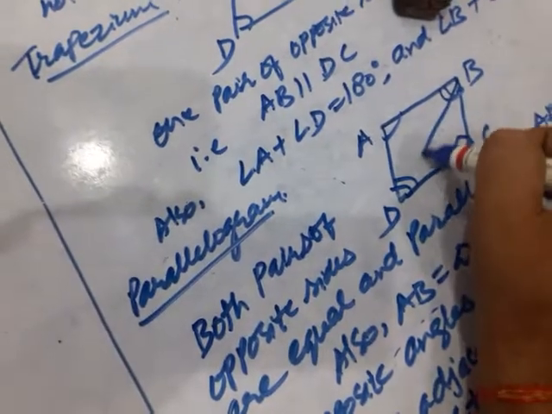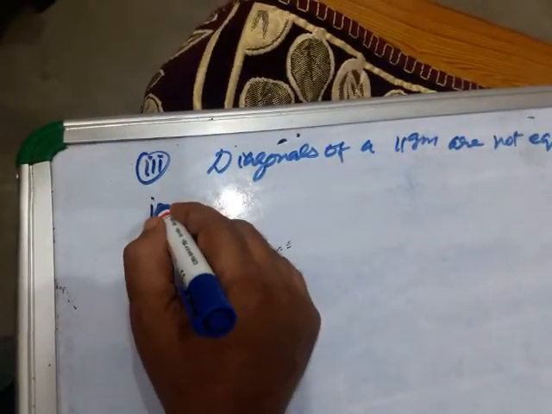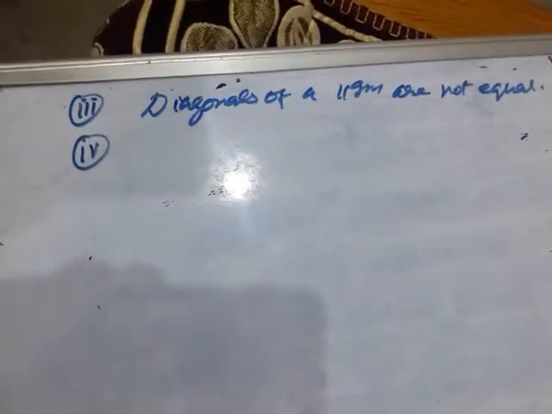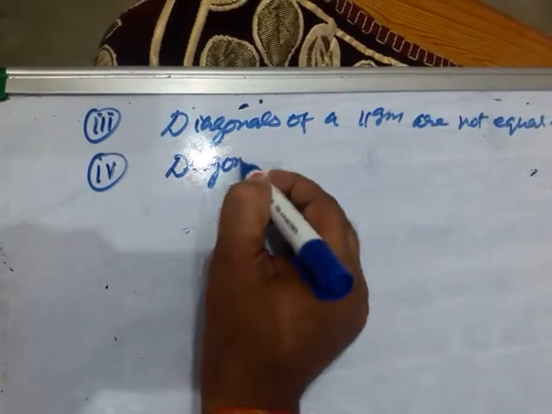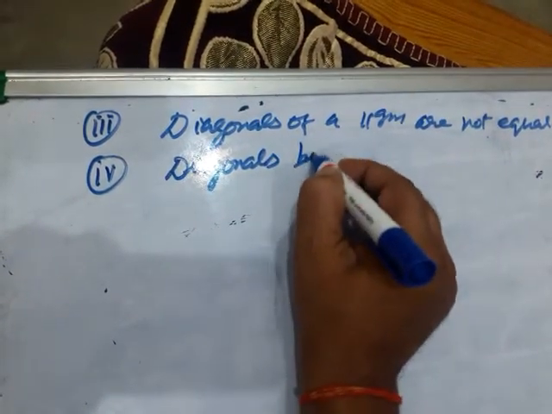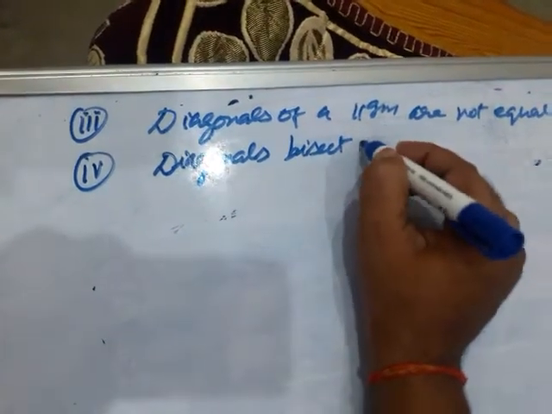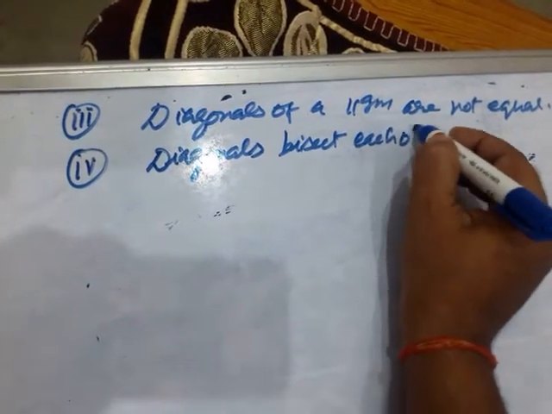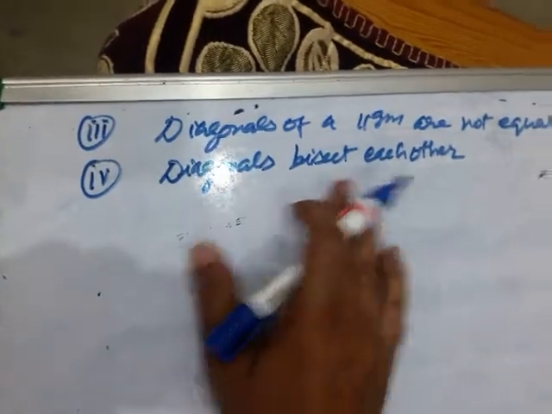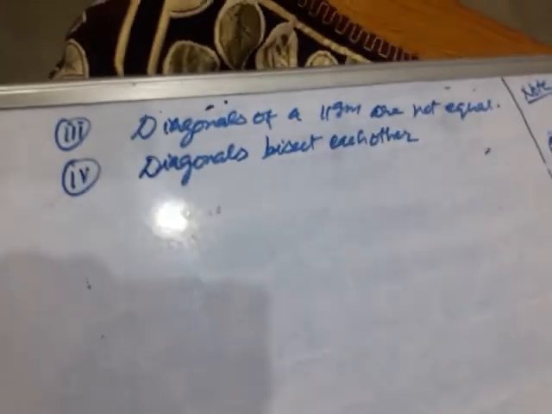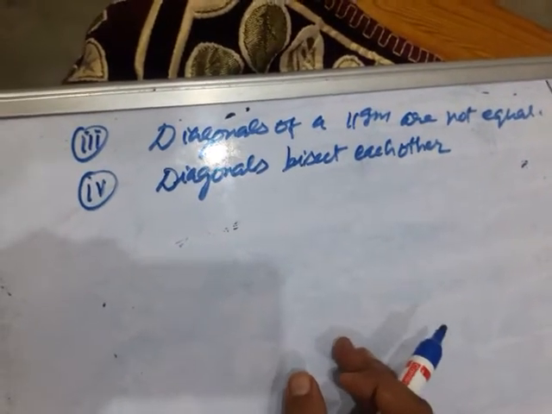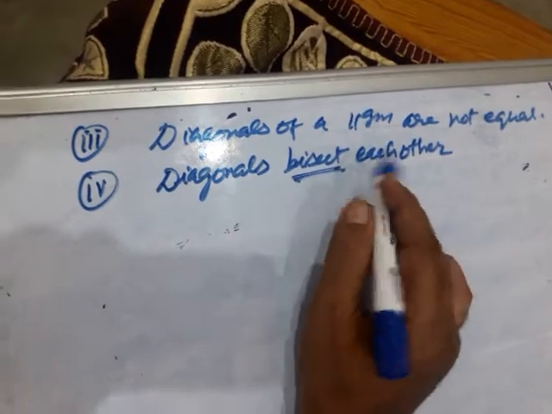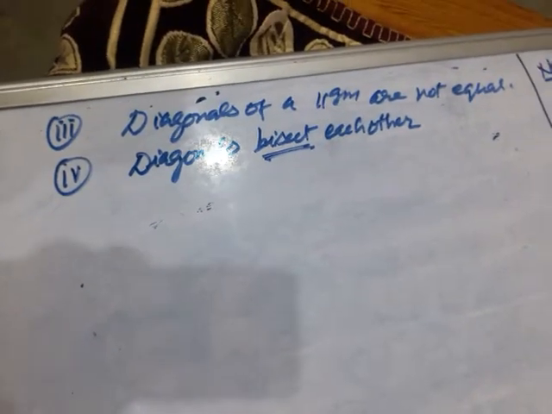Here BD and AC are diagonals. They are not equal. Now what is the fourth important property? Diagonals bisect each other, children. What is the meaning of bisect? Diagonals bisect each other means one diagonal is divided by the other into two equal parts. Bisect means to divide into two equal parts.